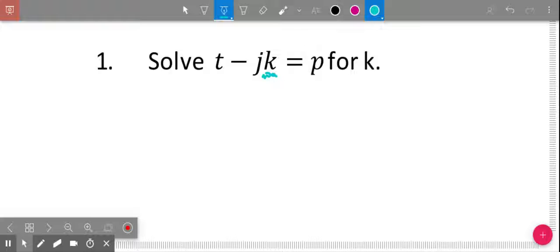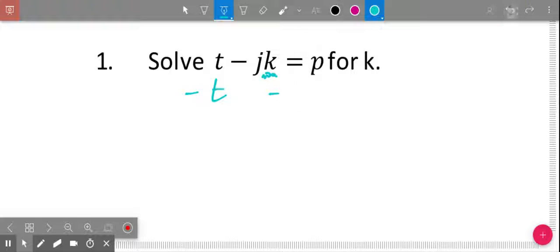So I'm going to go ahead and underline k. I need to get k all by itself, so I'm still using my inverse operations, just like if t or j were numbers. Okay. So I start from the outside and work my way in. So the first thing I need to get rid of is this t. The t is a positive t, so I'm going to subtract t from both sides.